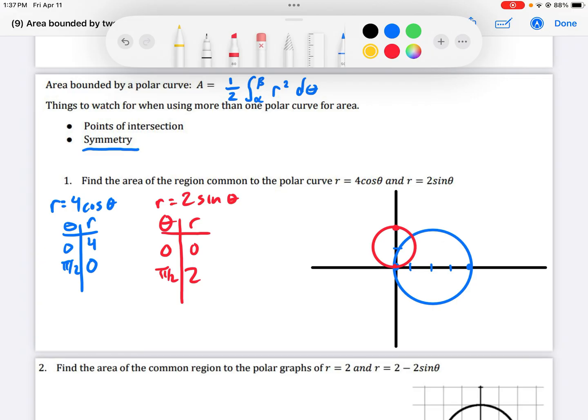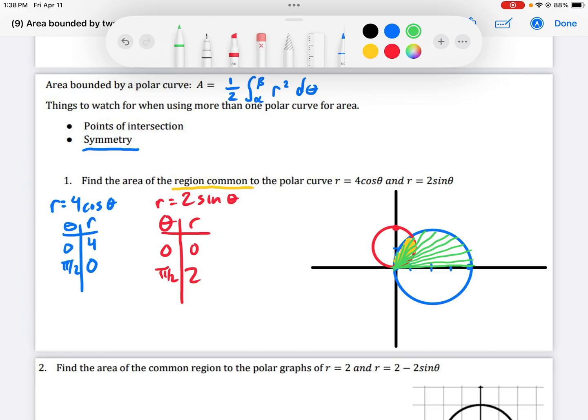From here, what I'm trying to do in this lesson is find the area. In this one, find the region common, so find this area right here. I'm going to draw and try to get some background. If I'm looking at the blue and I integrate from 0 all the way to pi over 2, I'm adding up all that area.